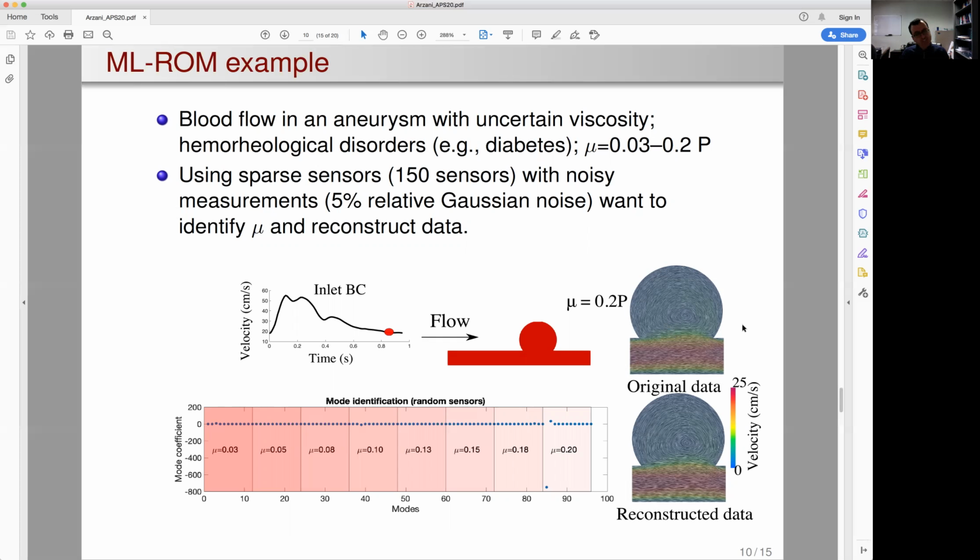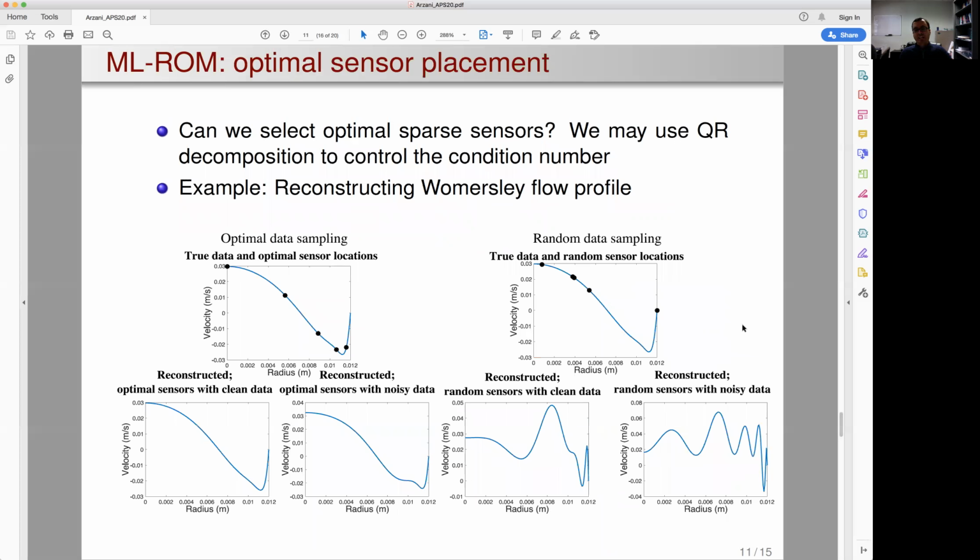So now, one question you might ask is, can we select these measurement locations in an optimal fashion? So let's say I don't have 150 sensors or 150 resolution for my experimental data. I have much lower resolutions. Can I pick those measurement locations in an optimal fashion to still get the same performance? It turns out we can do that. And in this case, we used a QR decomposition algorithm to achieve this goal. I'm not going to go over the details here, but I'm just going to show you a simple example.